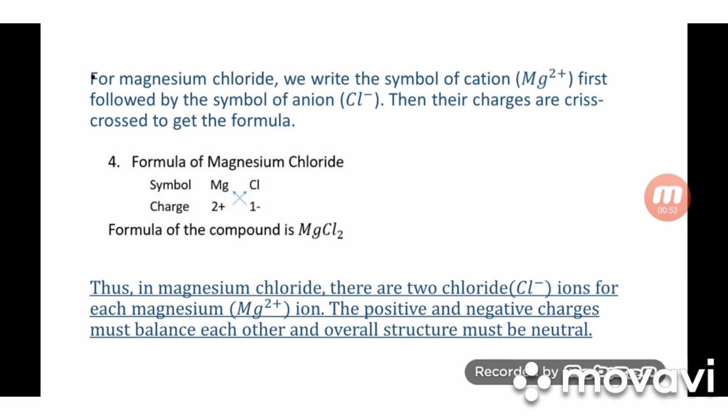Thus, in magnesium chloride, there are 2 chloride ions for each magnesium ion. The positive and negative charges must balance each other and the overall structure must be neutral. Here it can be seen that there are 2 chloride ions for each magnesium, that is 2 Cl- ions for each Mg2+ ion, as a result of which the positive and negative charges balance each other out and the overall structure obtained is neutral.